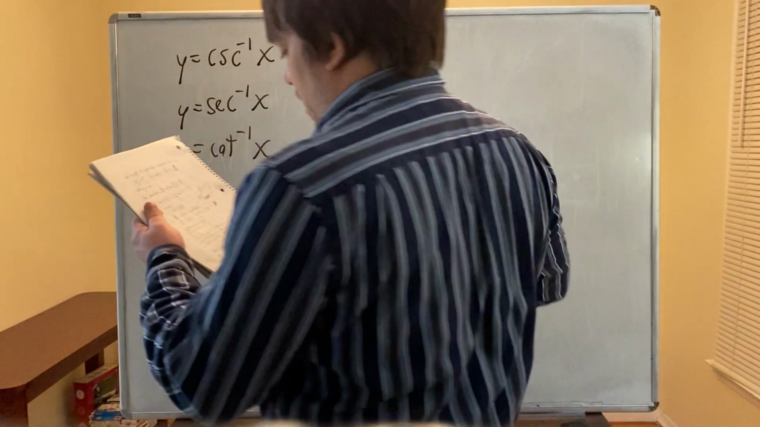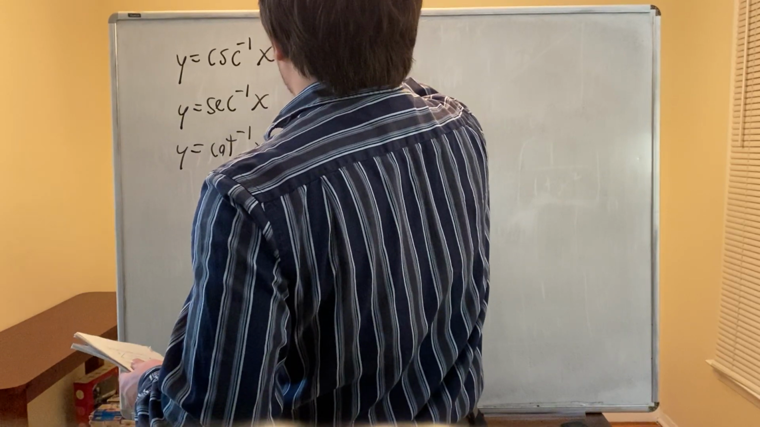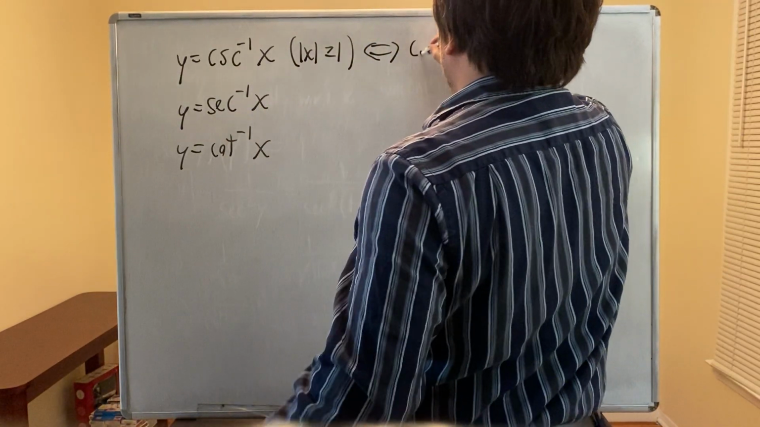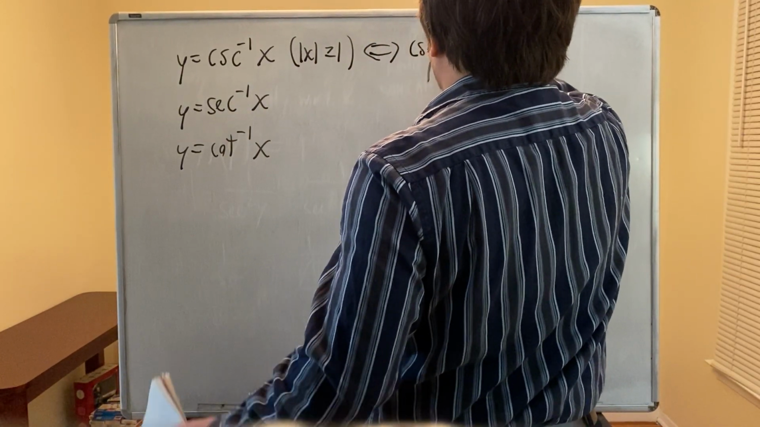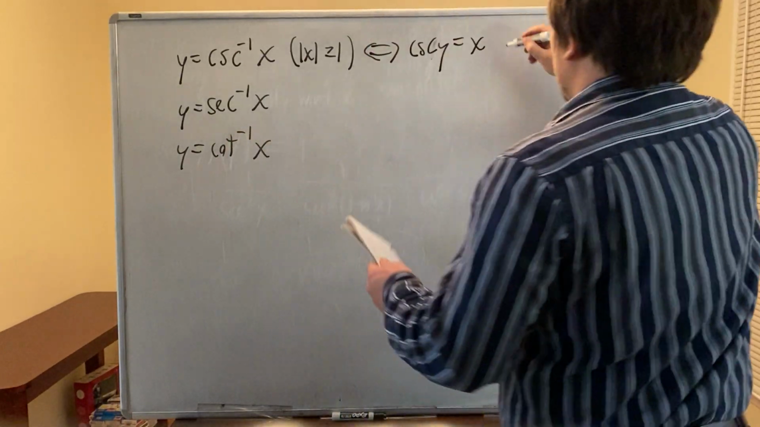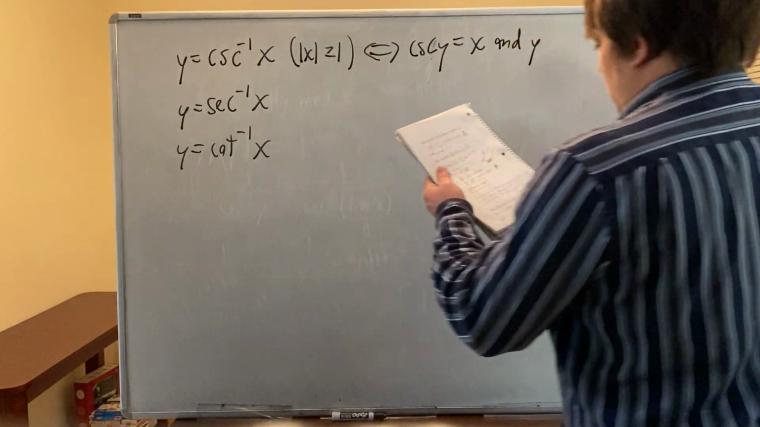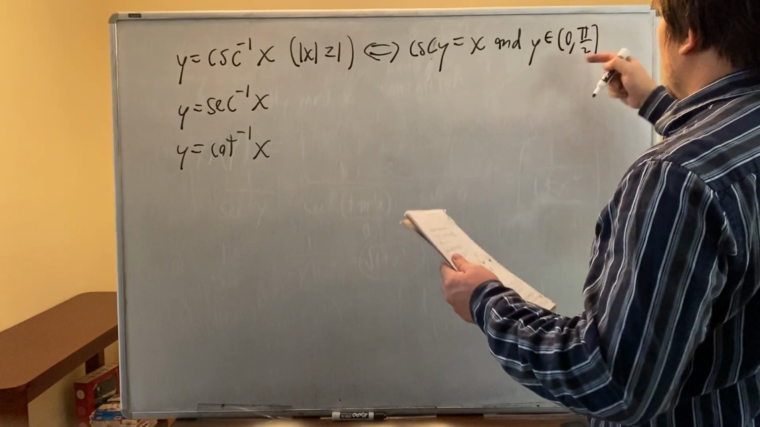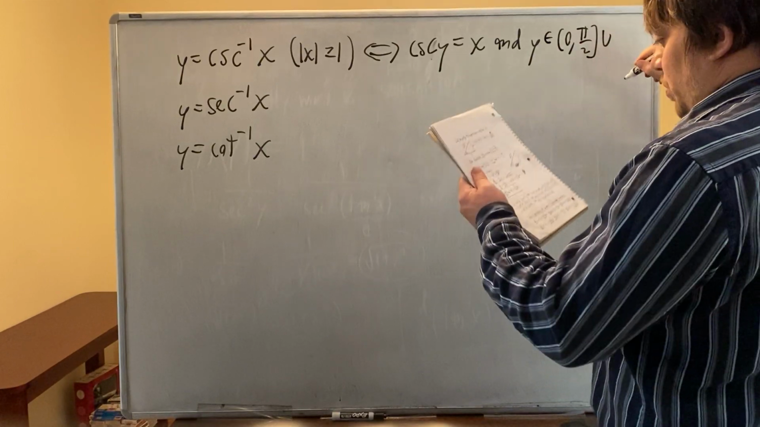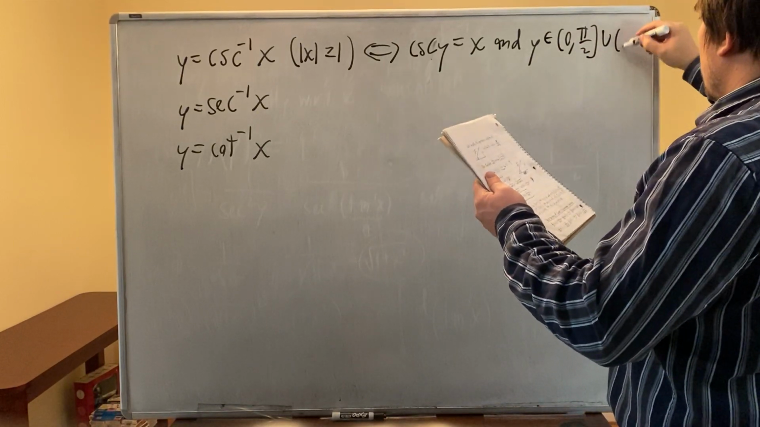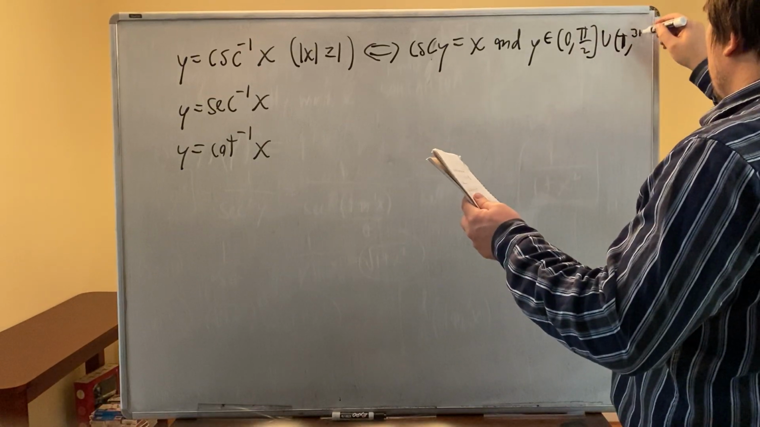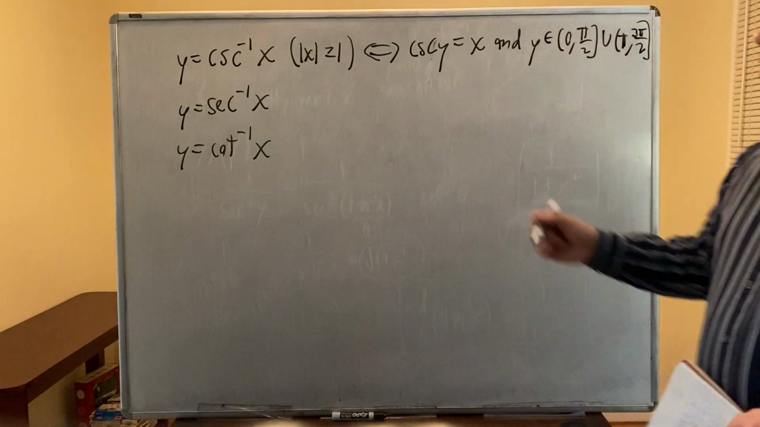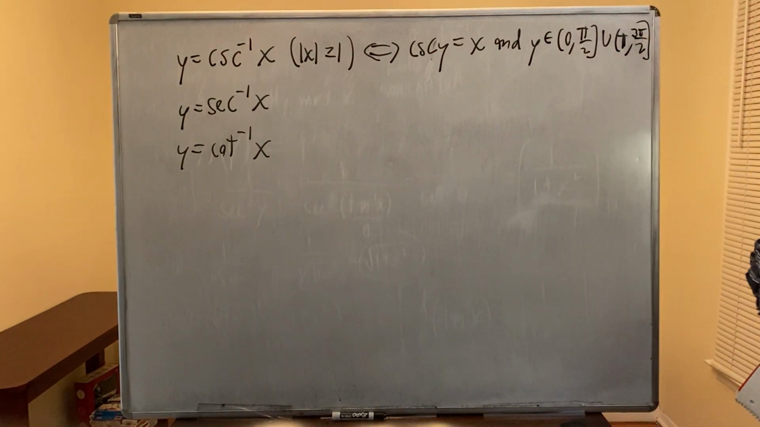Let's define y equals cosecant inverse x. This is for absolute value of x greater or equal to 1. This is if and only if cosecant y equals x and y belongs to the interval 0, pi over 2 union pi, 3 pi over 2. Look at what endpoints I include and which ones I don't. So I'm just restricting the domain of cosecant here to make it a one-to-one function.